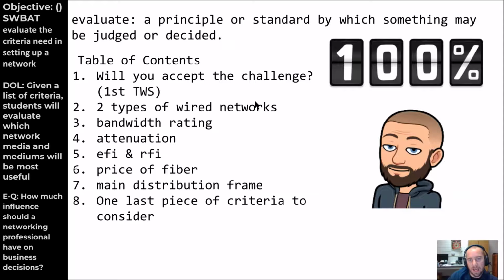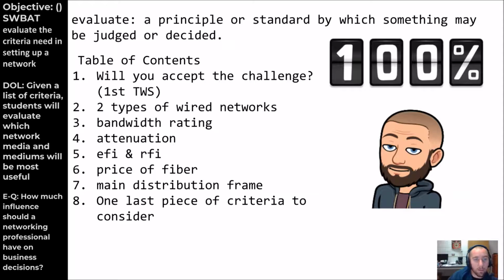So we're really looking at not just exploring the requirements for a network, but looking at the requirements of a network and then deciding what type of wires or devices to go with. So how do we do that? Well, first I want to challenge you, so let's see if you accept that challenge or not. The second thing we're going to do is look at two types of wired networks. So we're going to really focus on not wireless networks this time, but ones that need some sort of wire.